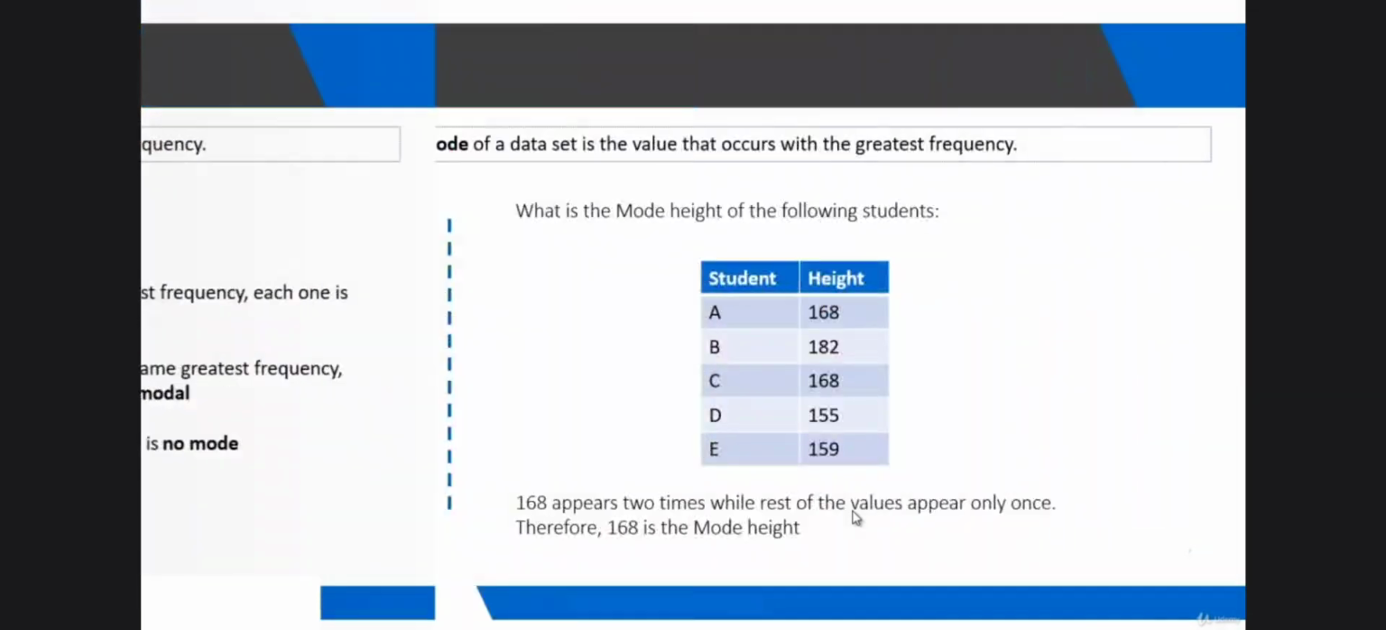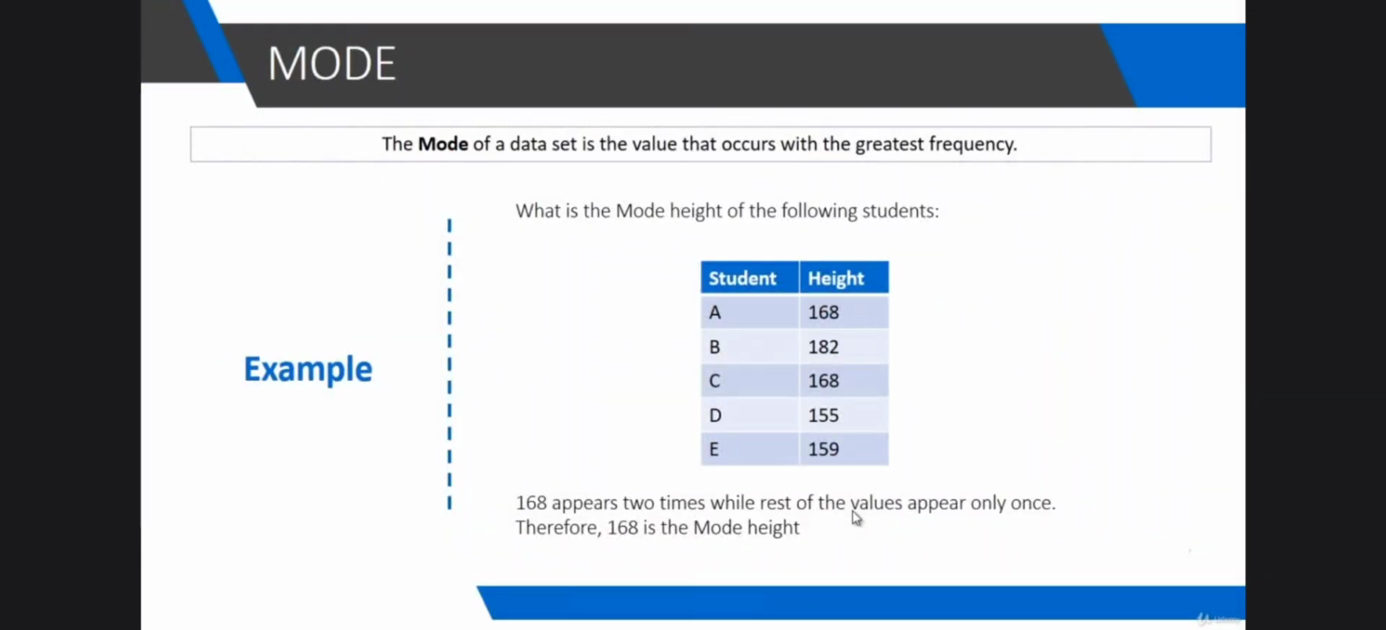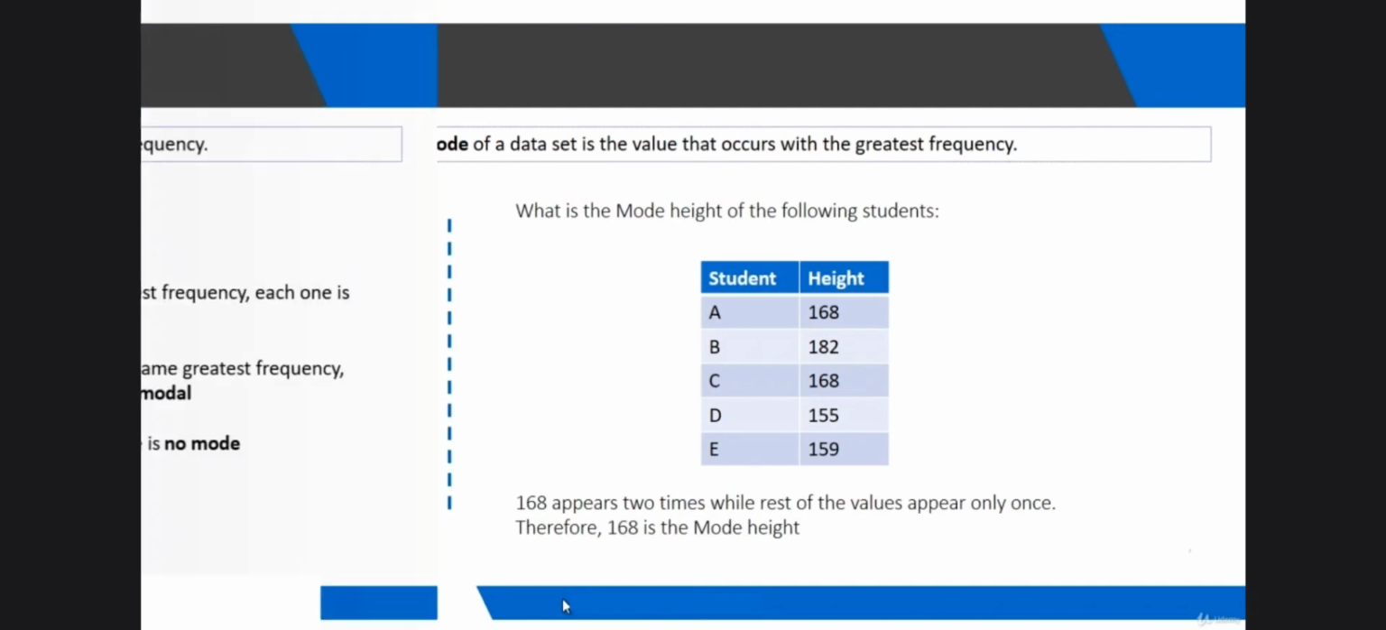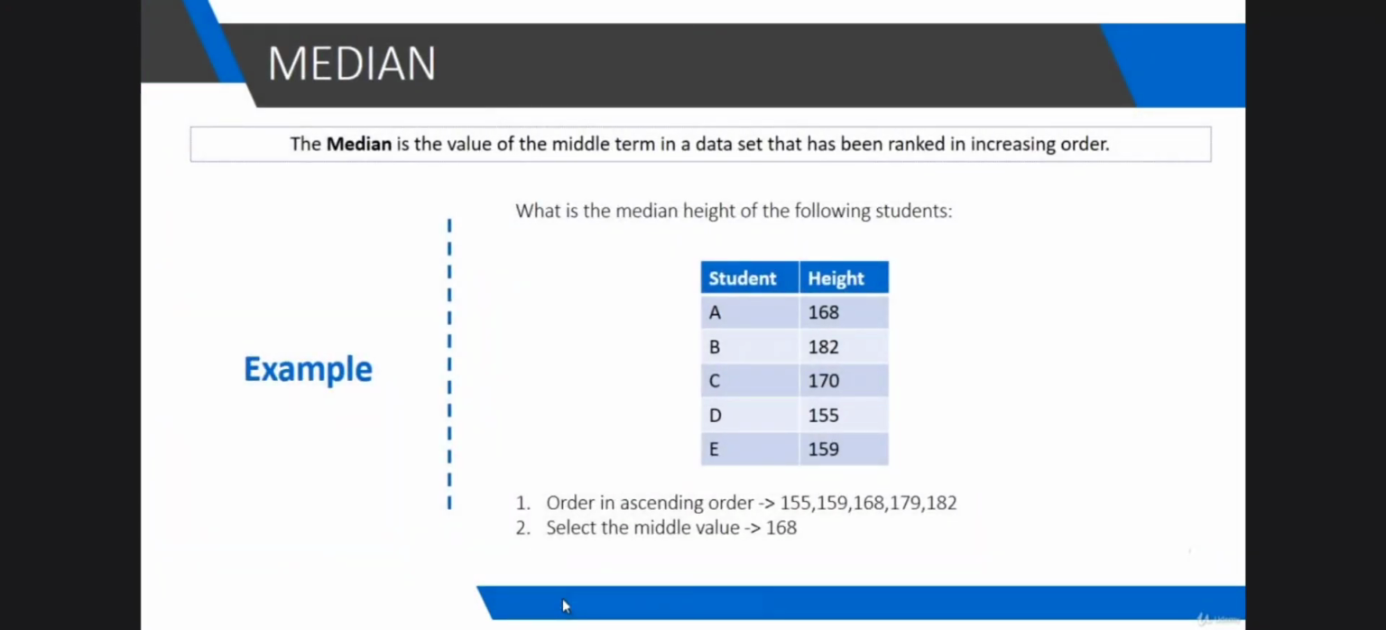Let's see an example. For this data, what is the mode height? So since 168 comes 2 times and every other value is coming only once, 168 is the mode here. If we go to the other data that we had, where we calculated median, there is no repetition of any height. So this data has no modes.